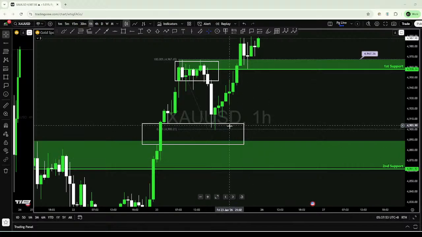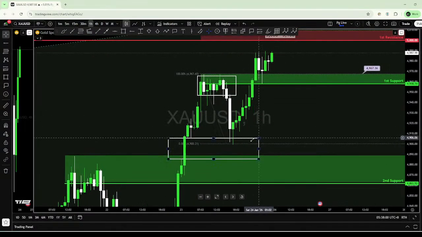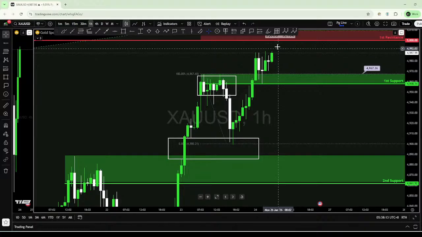Okay, you see that this is the FVG, right? Price came to the FVG, or fair value gap, and you see that it closed above. You see that this is our resistance. It broke, pulled back and continued to fly high.